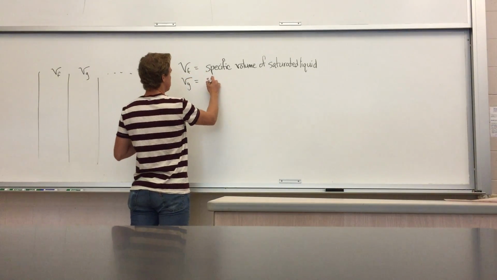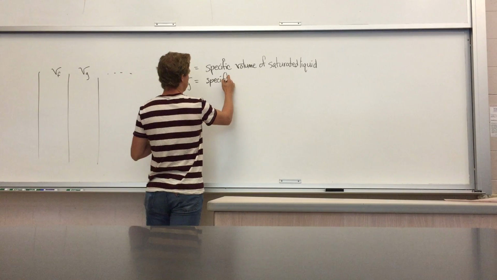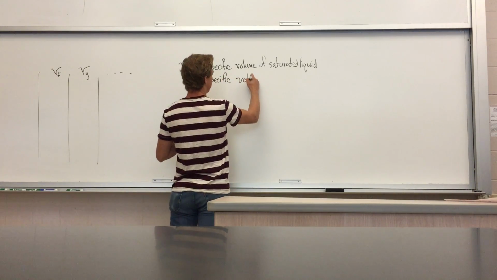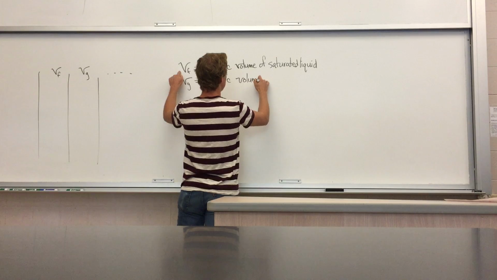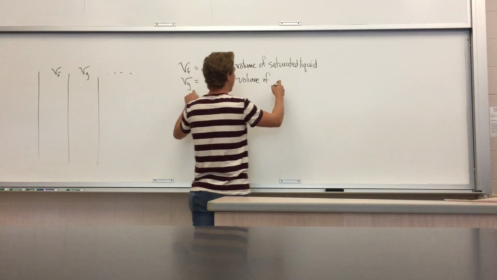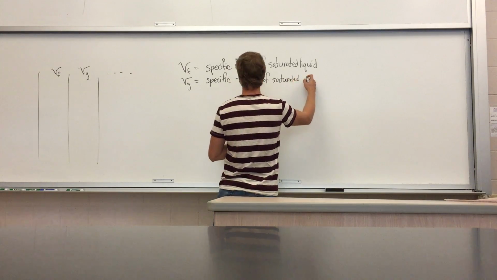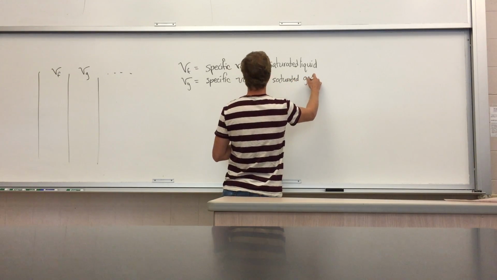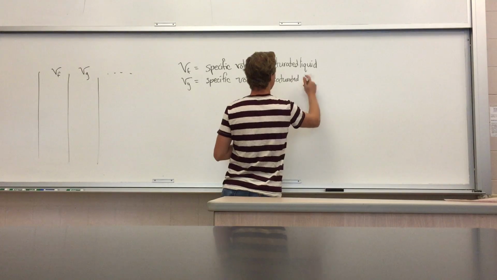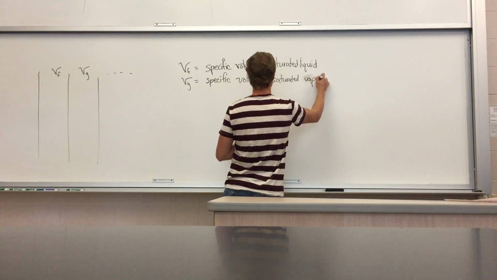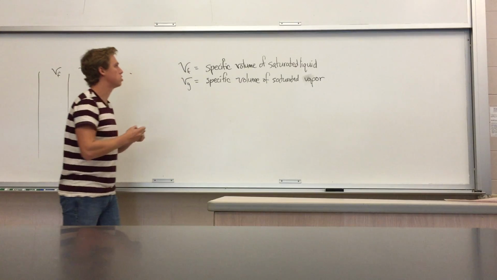And Vg is the specific volume of saturated, G is for gas, but they're going to call it vapor. So you can call it either, really. I don't care. This one you can call fluid or liquid. This one you can call gas or vapor. It's all right. I'll know what you're talking about. It's just saturated vapor. Okay. So these are the definitions of these two things.